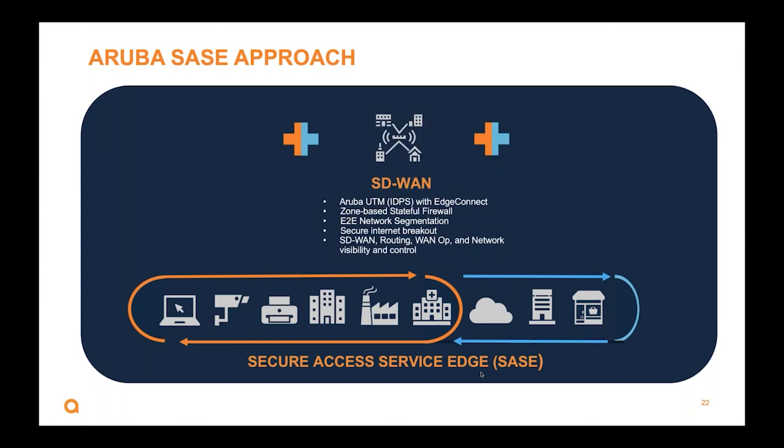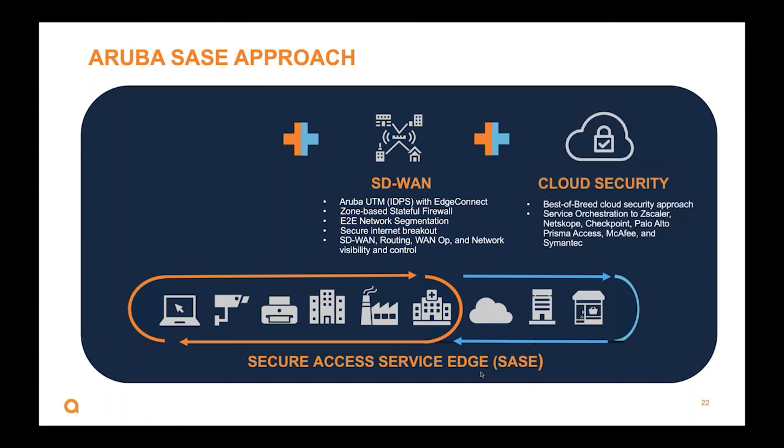So again, talking about the EdgeConnect platform, our best of breed software defined WAN, we're talking about being able to introduce our IPS capability with the EdgeConnect at the edge, zone-based stateful firewalling, edge-to-edge network segmentation, secure internet breakout, and then best of breed SD-WAN routing, WAN optimization, and network visibility and control at the pivot point, at the edge location that we're talking about.